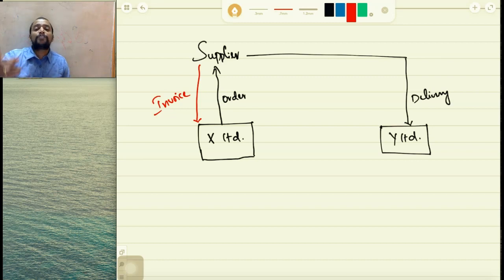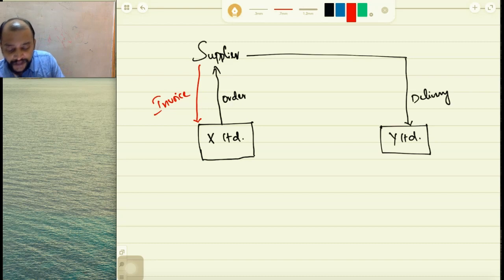The one who is liable to pay consideration is known as recipient. Here, who is liable to pay consideration? X Limited is liable to pay consideration. So therefore, for this supplier, the recipient is X Limited. So invoice will be raised to X Limited.